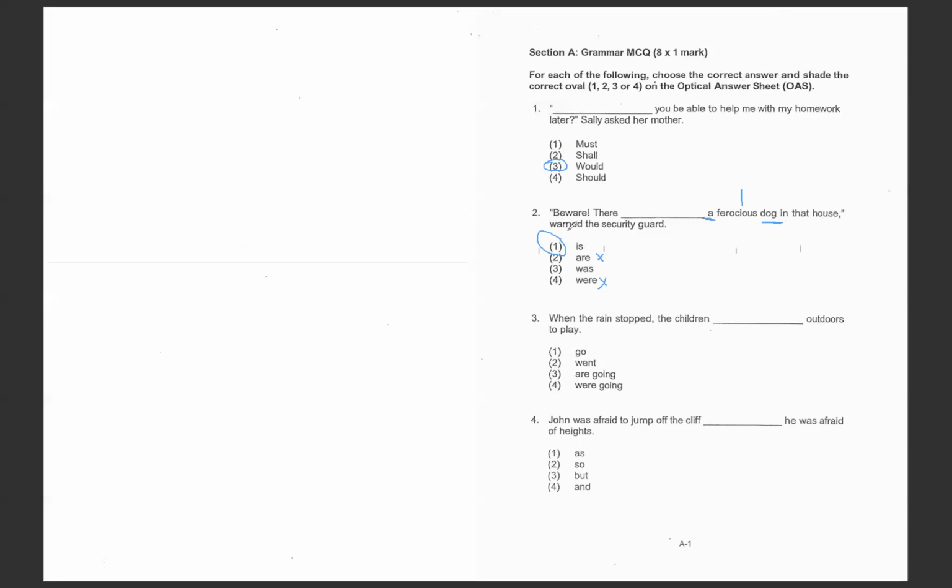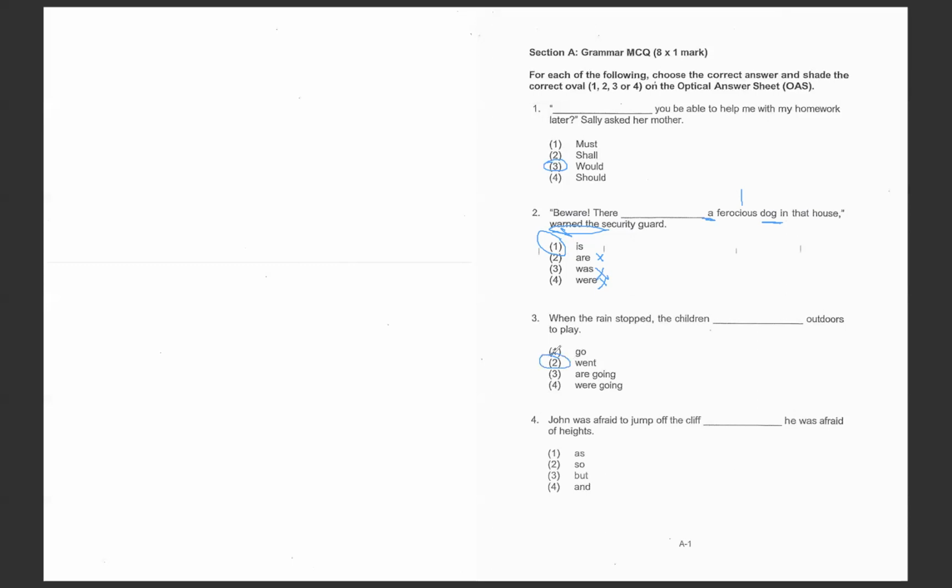Now, let's not get tricked by the word warned here. Warned means the security guard previously said that there is a ferocious dog in the house. The ferocious dog is still in the house. That's why it is. It's not past, it's still present. The dog is still in the house. Okay, moving on, the answer is option 2.